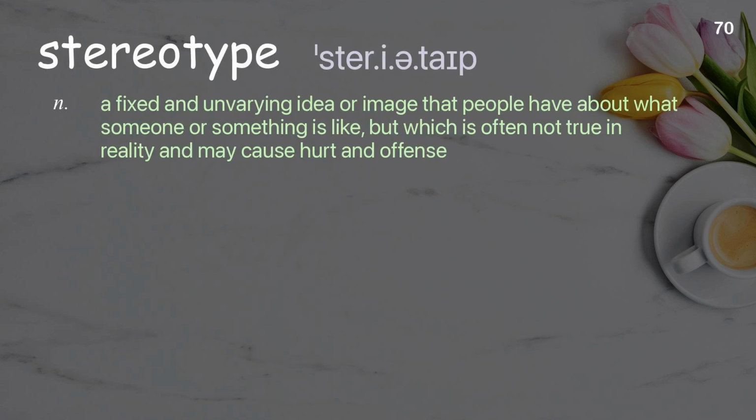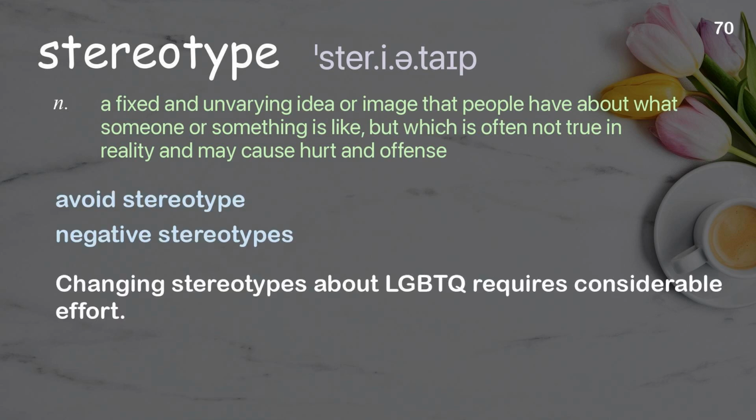Stereotype. A fixed and unvarying idea or image that people have about what someone or something is like, but which is often not true in reality and may cause hurt and offense. Examples: avoid stereotype. Negative stereotypes. Changing stereotypes about LGBTQ requires considerable effort.